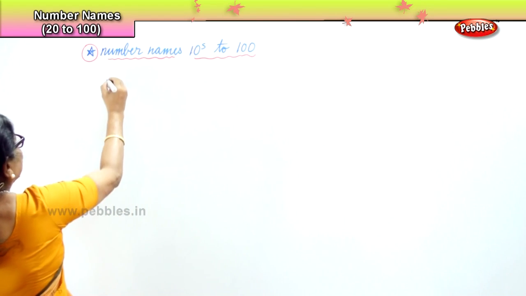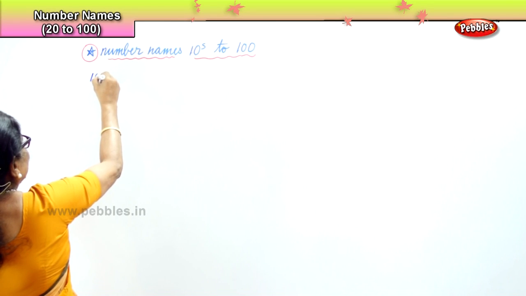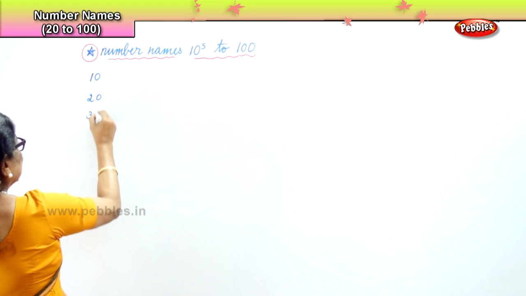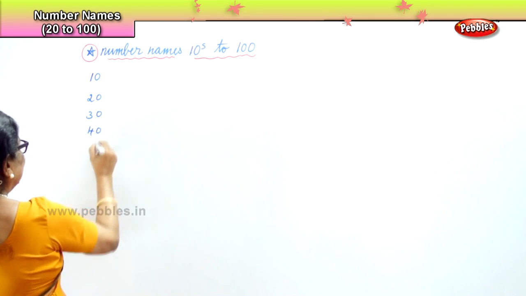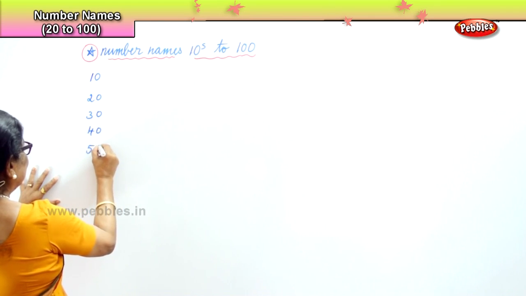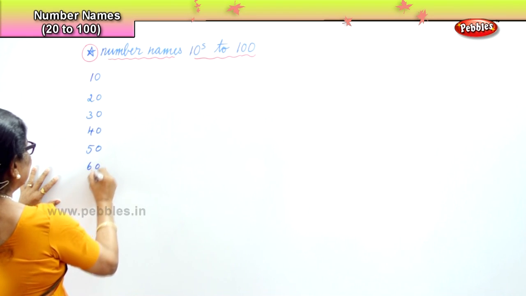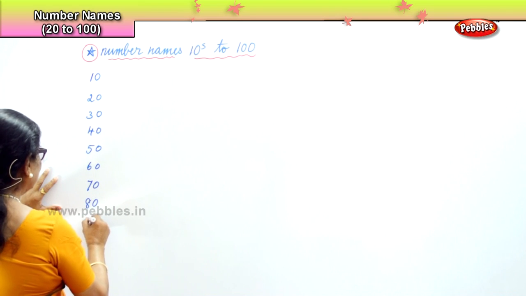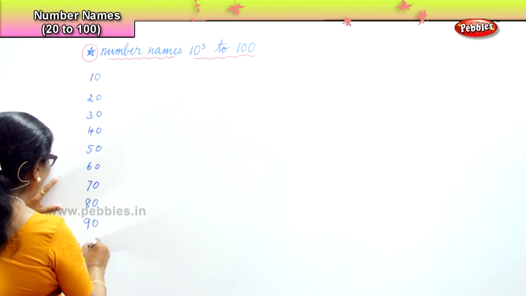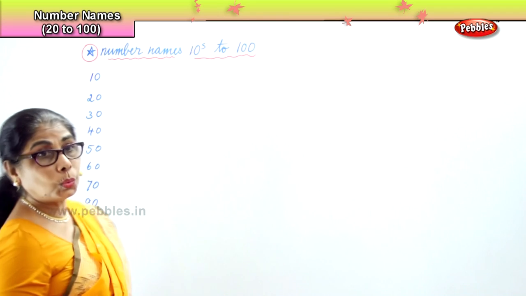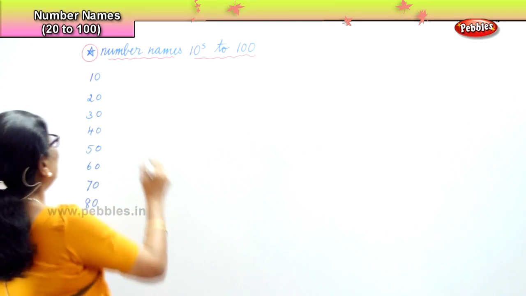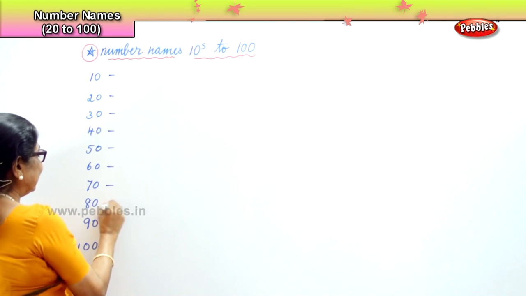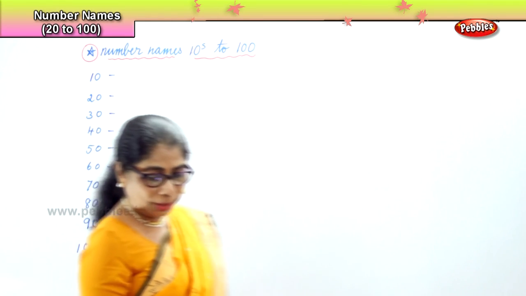Okay, number 10. We have 10, 20, 30, 40, 50, 60, 70, 80, 90, and 100. We know these numbers. Now we must know the spelling, the names of these numbers. And that's what we are going to do now.